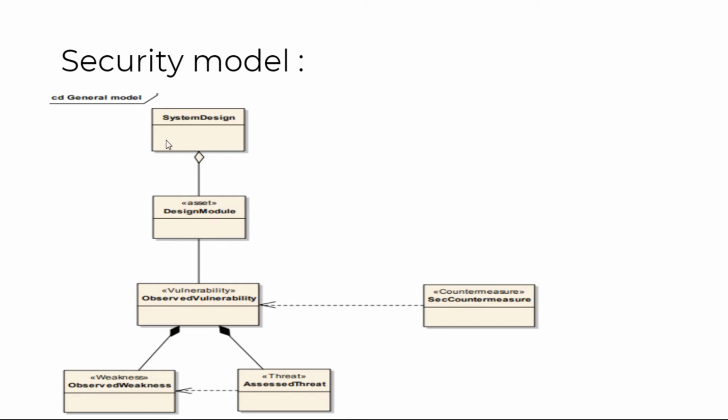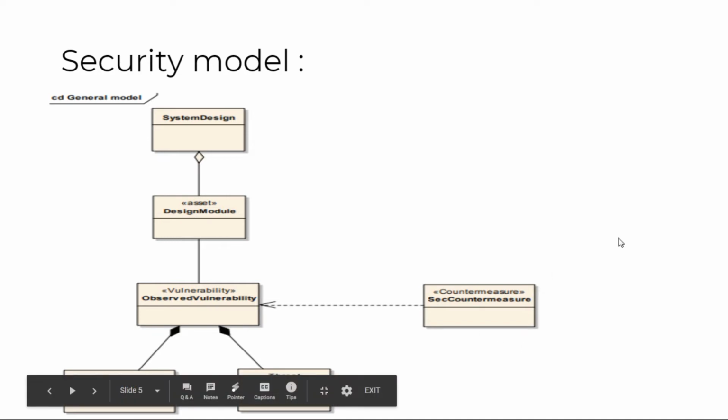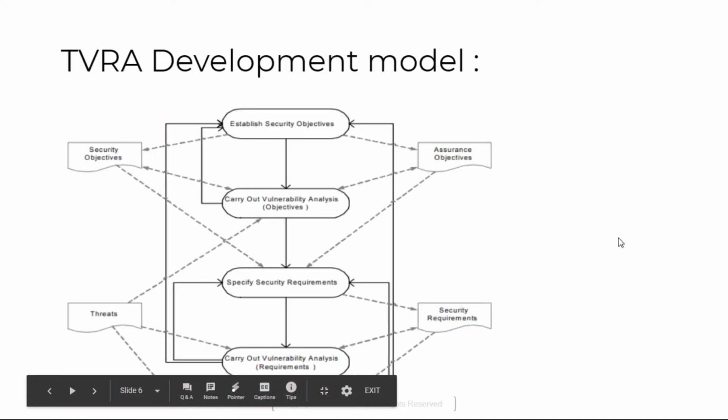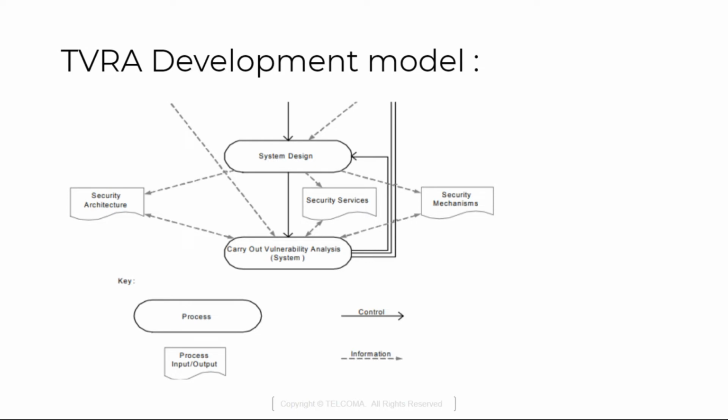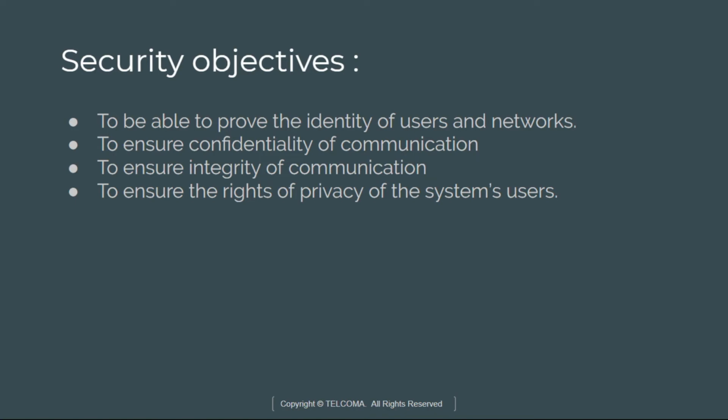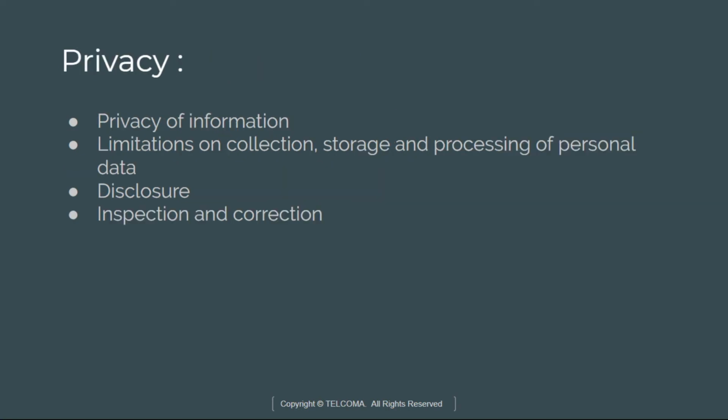Here we have the general model: system design, design module, observed vulnerability, secure countermeasures, and the rest of it is continuous in this development model, the TVRA development model. Security objectives and threats: we are required to establish security objectives, carry out analysis, specify all the security requirements, and design a system, control and information. Security objectives are to be able to prove the identity of users, confidentiality, integrity, and rights of privacy.